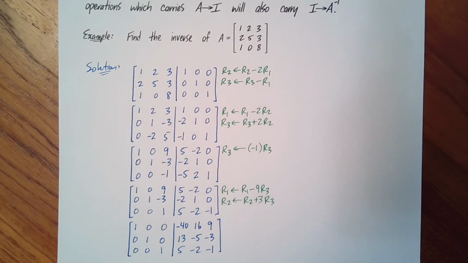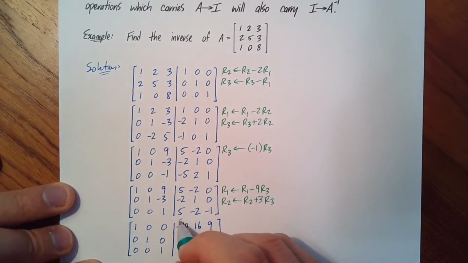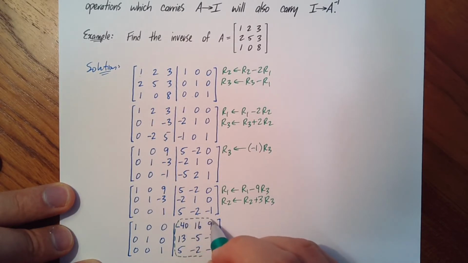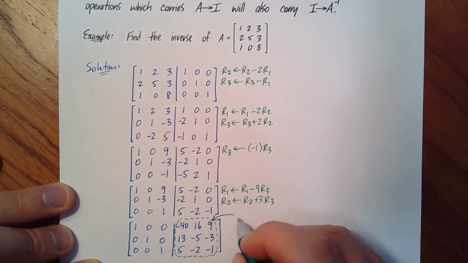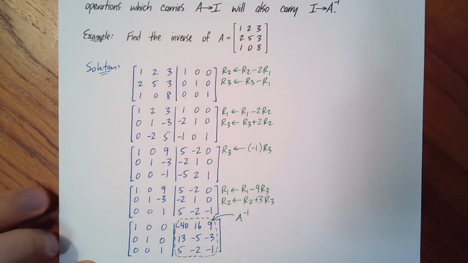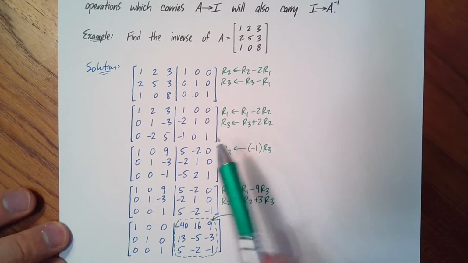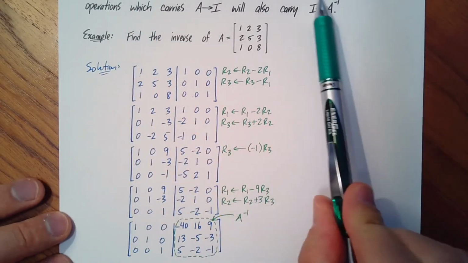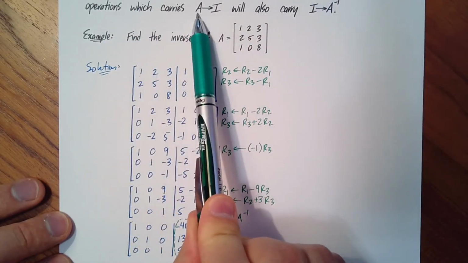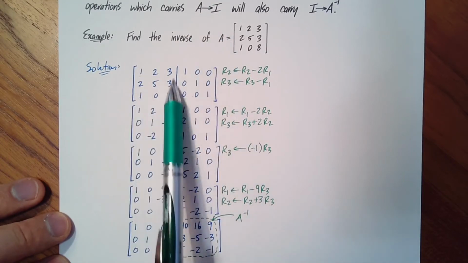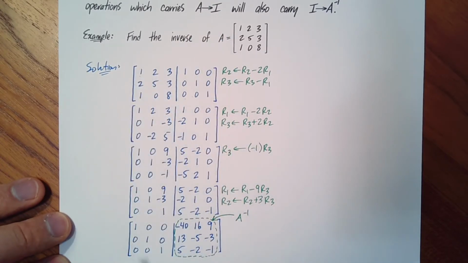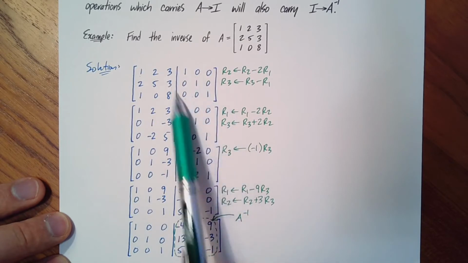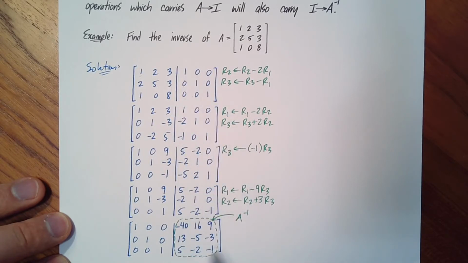So here's what we now know. We now know that this piece over here is A inverse. That's really how this works, because the inversion algorithm says that whatever sequence of row operations carries any matrix A to the identity, so this was A over here, and it carried it to the identity, then it must also carry the identity matrix to A inverse. Right? That's this part here.